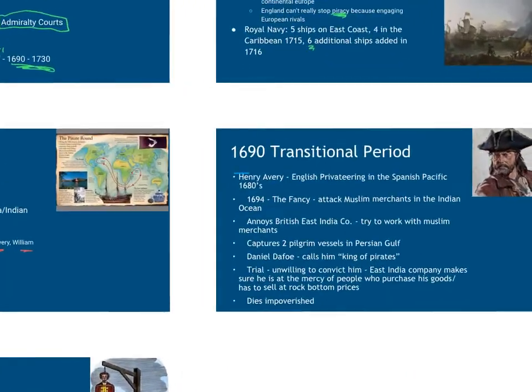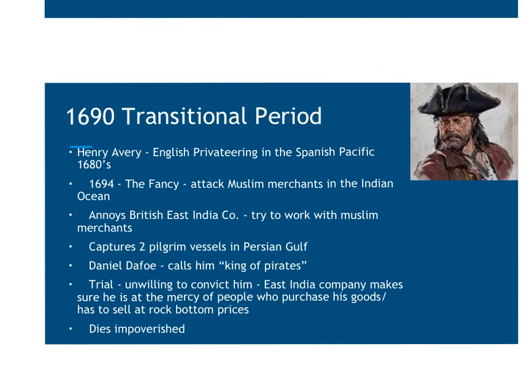All right, so 1690, transitional period here. Henry Avery, right, English privateer, meaning a letter of marque, sailing officially for a country, right? He's going to fit into our freebooter thing, as you'll see, but initially he will be a privateer. His ship will be the Fancy, okay?